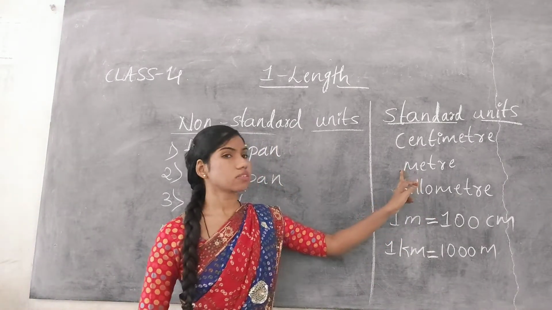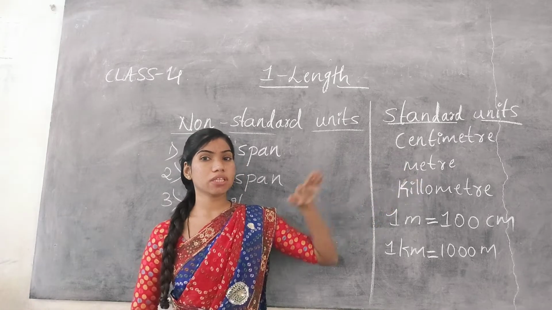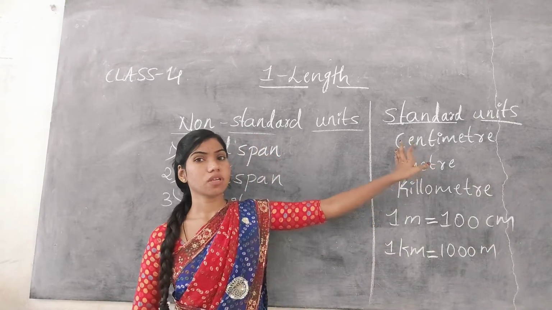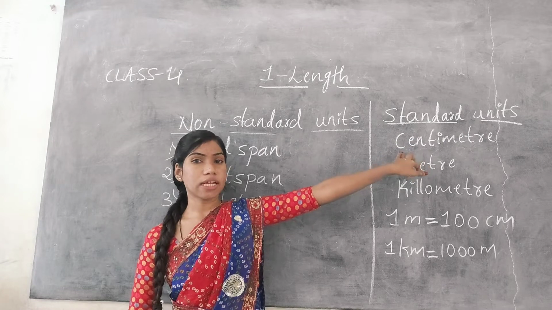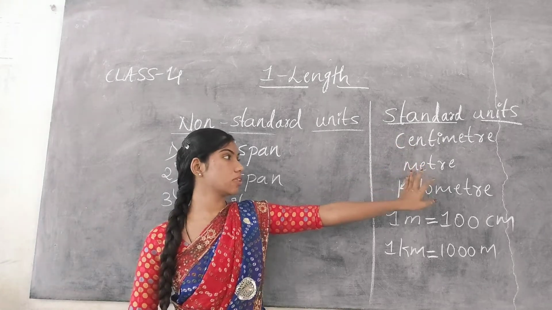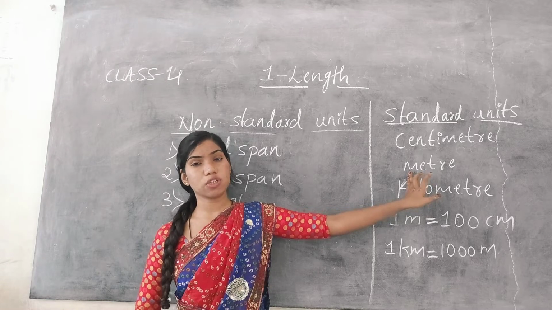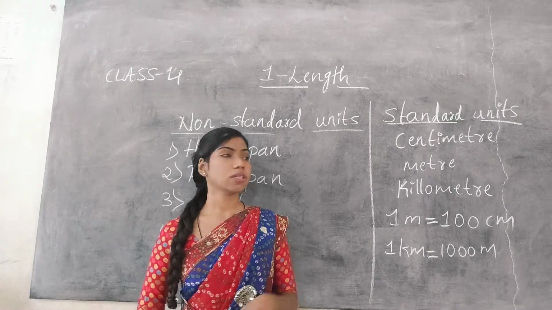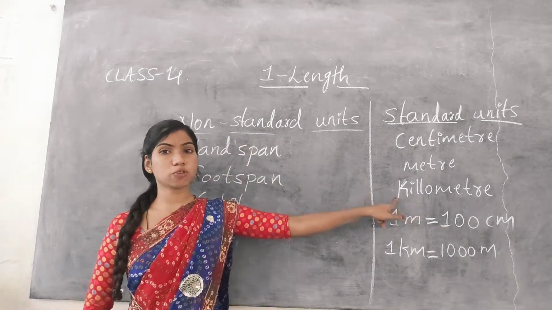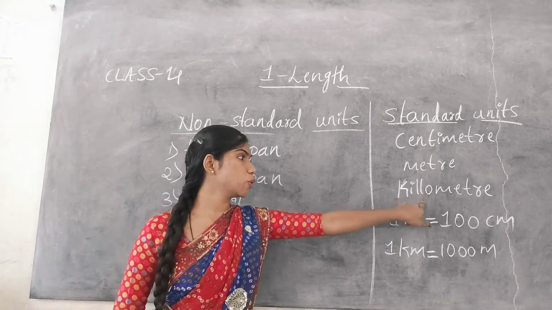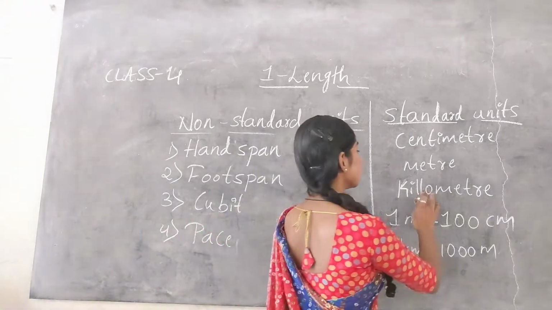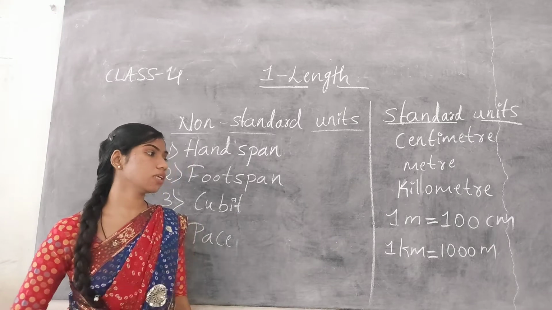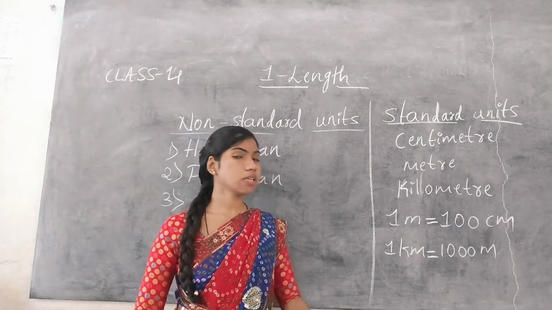Meter is the standard unit of length and centimeter is the smaller unit of length. To measure the distance from one place to another place, we use kilometer. So 1 meter is equal to 100 centimeter. 1 kilometer is equal to 1000 meter.